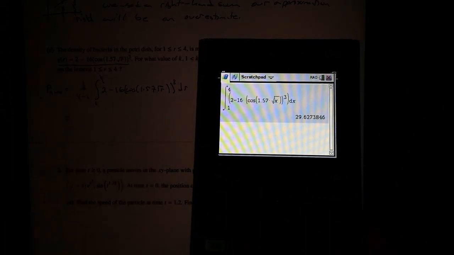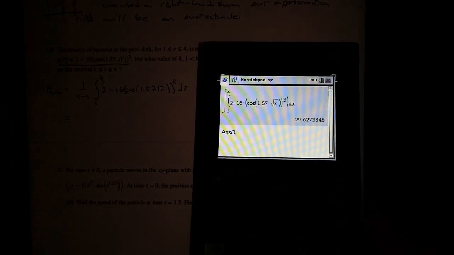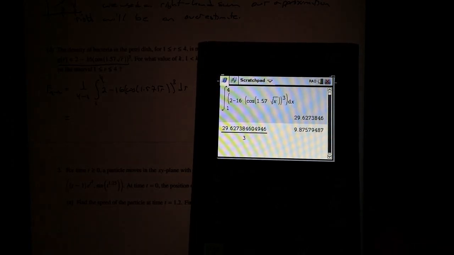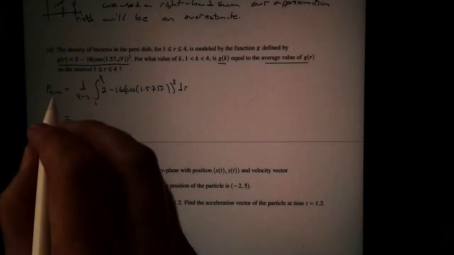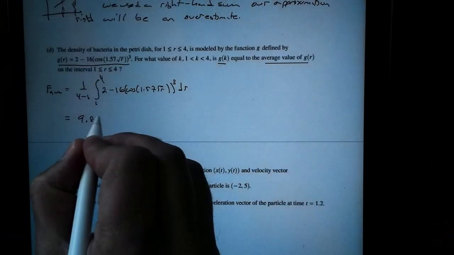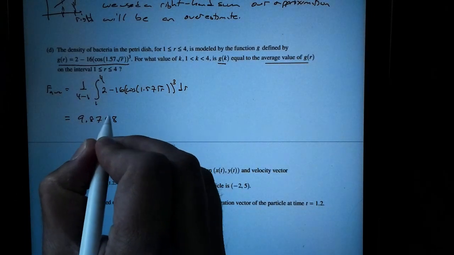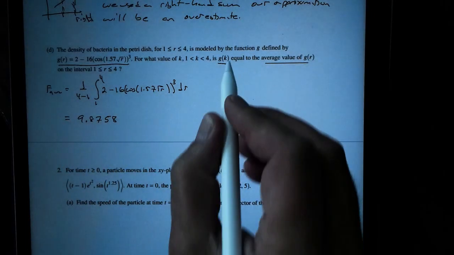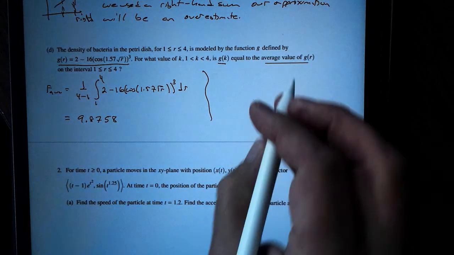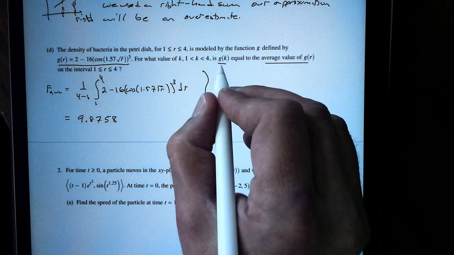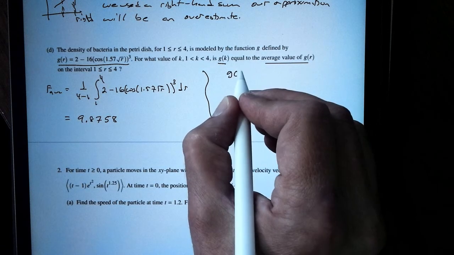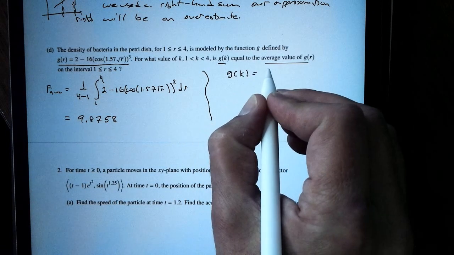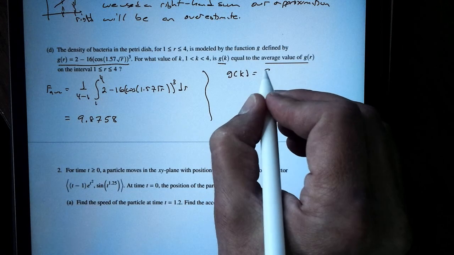I'm going to divide that by 3 to get my average value. And that gives me an average value of 9.8758 right there. All right, now that's only part of it. That's hard to type in. We want to find out where the function, where g of k, equals the average.